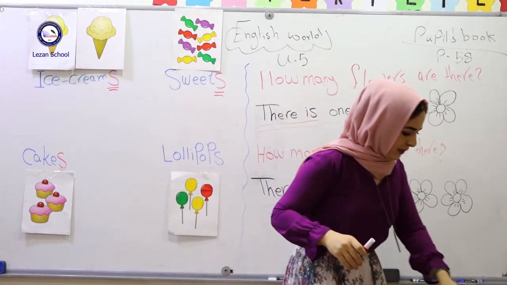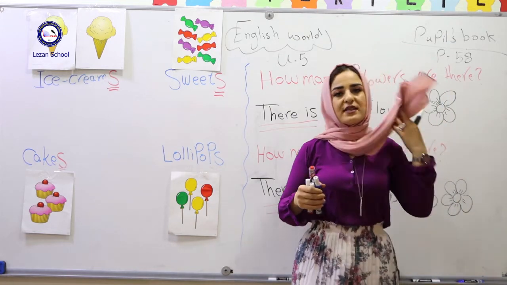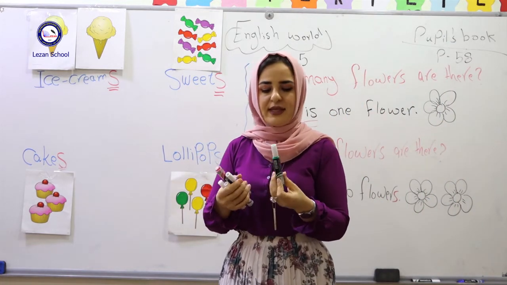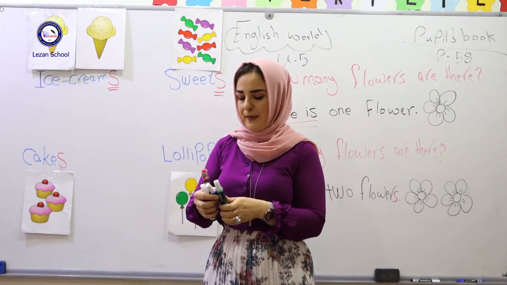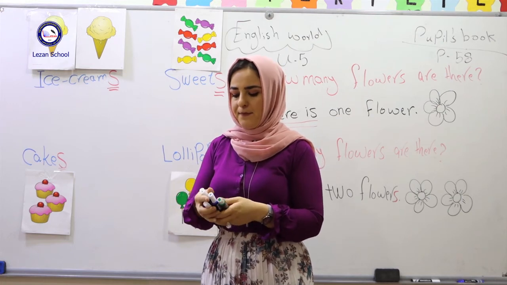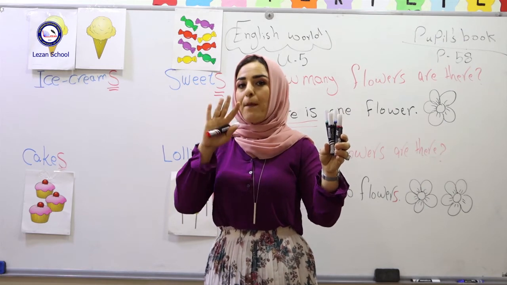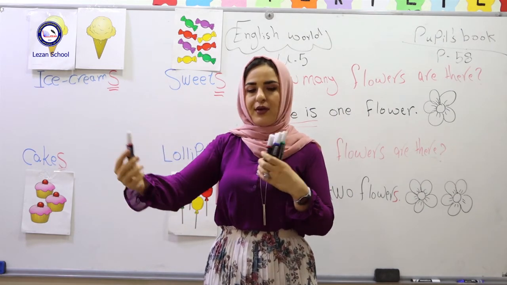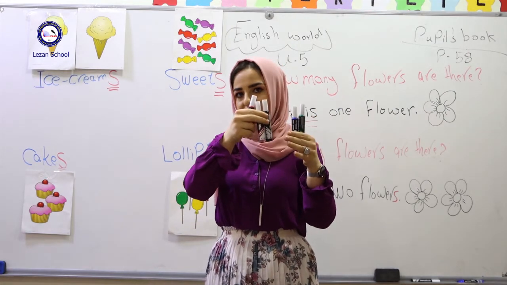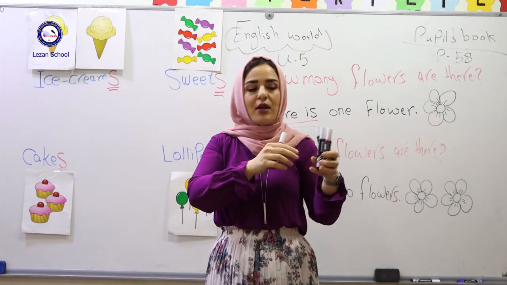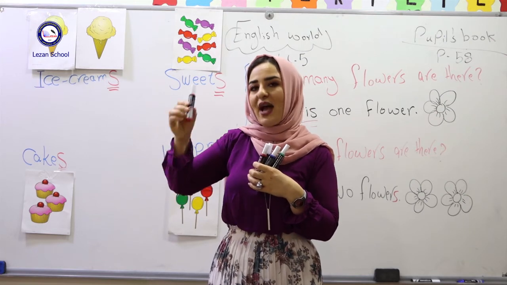I show you another example. For example, it's pen. There is one pen. There are four pens. We added S because we have four. We say there are because we have four pens. But I say there is. Why? Because we have one pen.